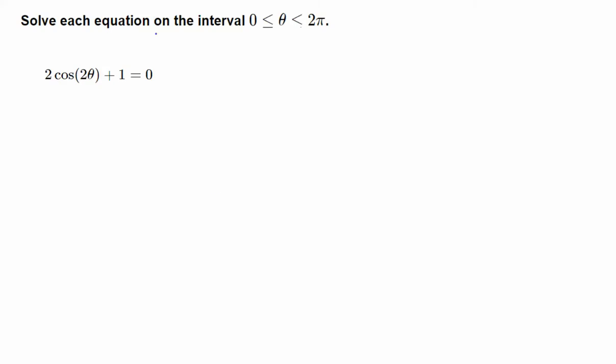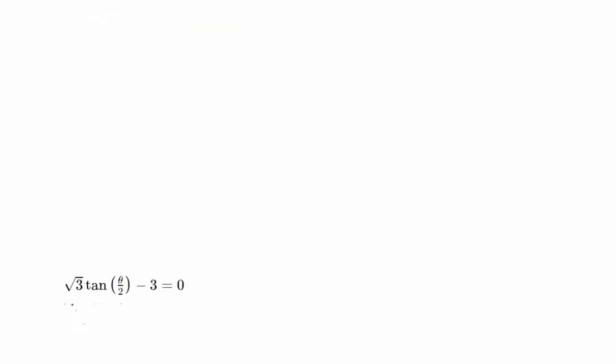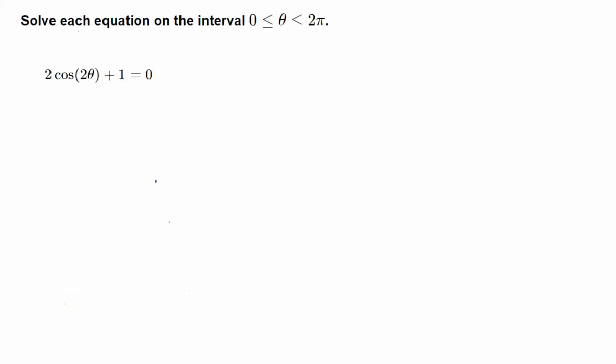Solve each equation on the interval. So we have two equations: 2 cosine 2 theta plus 1 equals 0, and down here, root 3 tangent theta over 2 minus 3 equals 0. Okay, so let's isolate the trig function first.